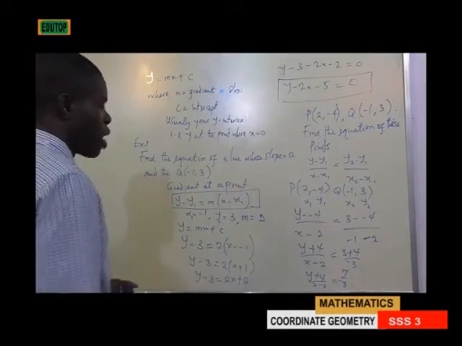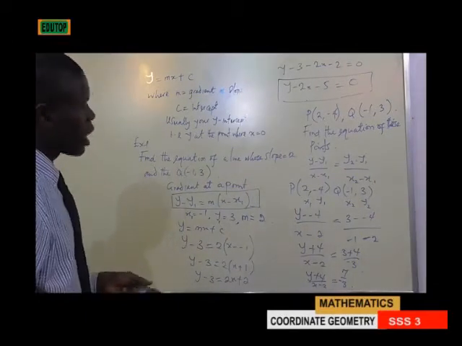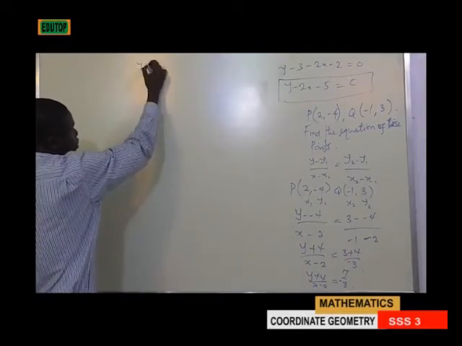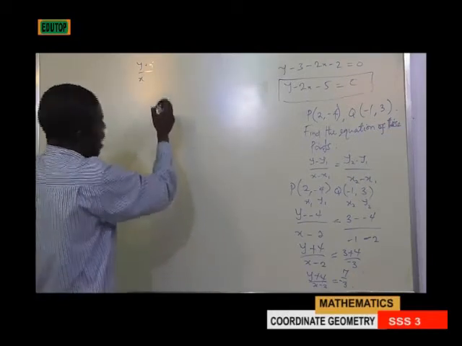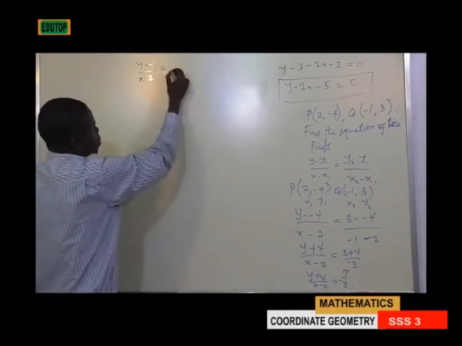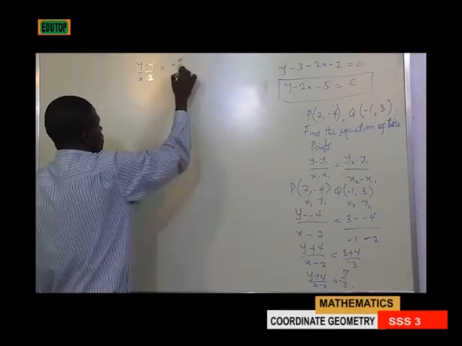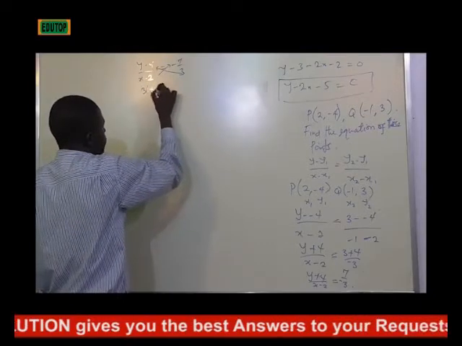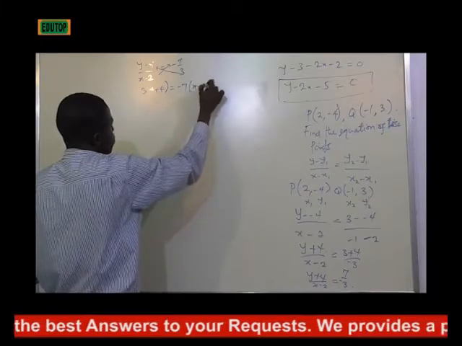So this is what we are going to have, and at the end we can still resolve this further. Then to continue from here, we have y plus 4 over x minus 2 equals minus 7 over 3. So we cross multiply. Then we're going to have 3 into y plus 4, then minus 7 into x minus 2.